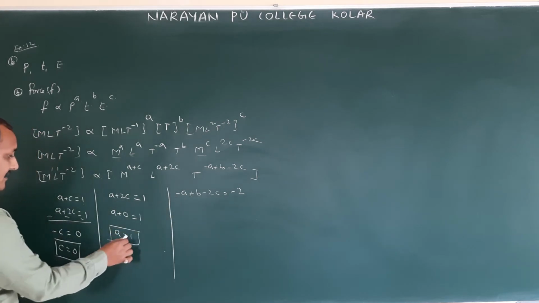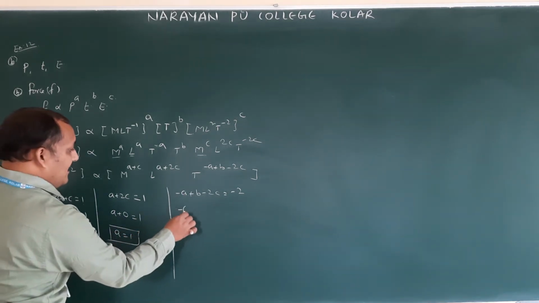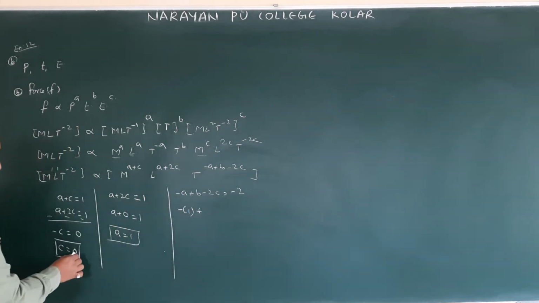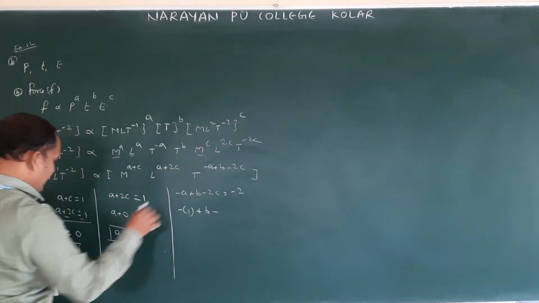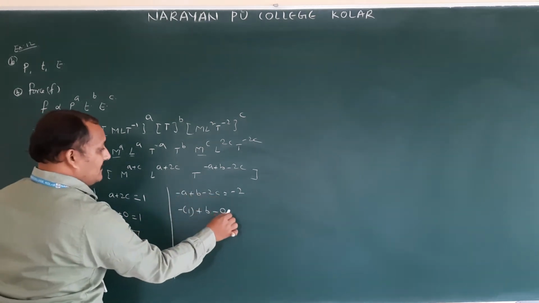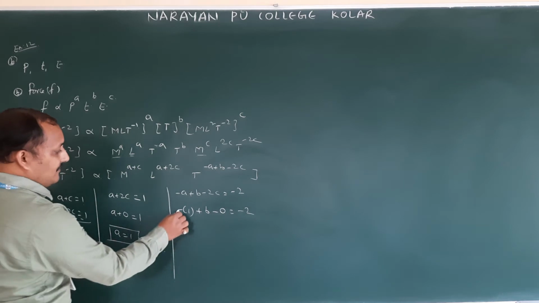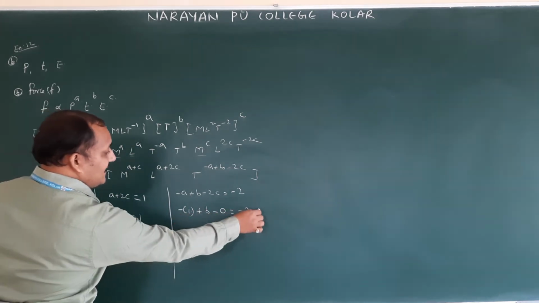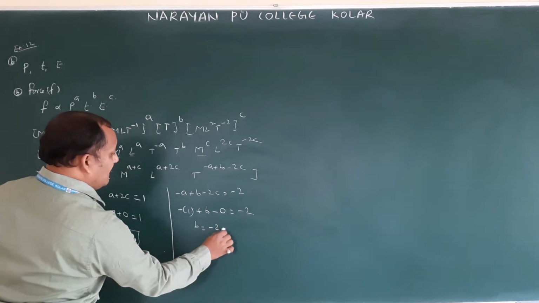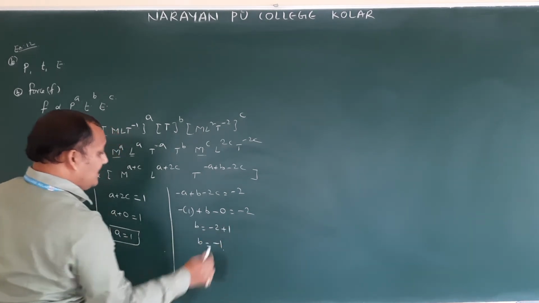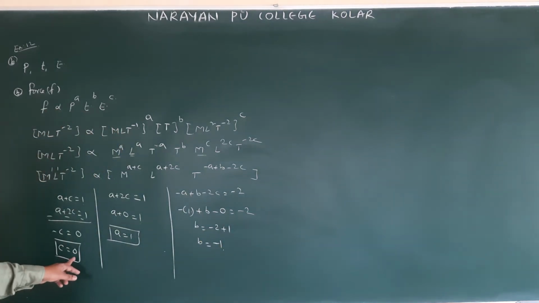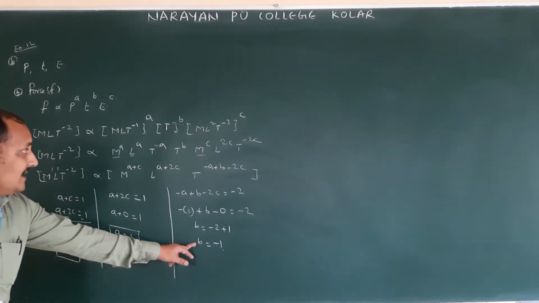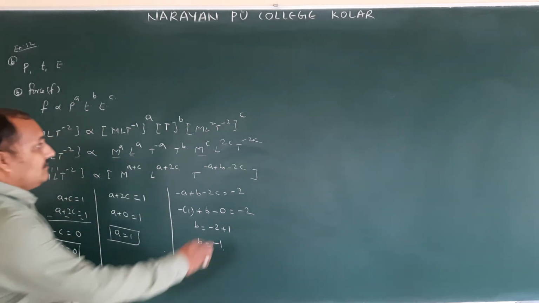A value 1, minus A value 1, plus B value we should find, minus 2 into C value 0, equal to minus 2. Then what will you get? This is minus 1; if it goes to this side, plus 1. B is equal to minus 2 plus 1. Then B is equal to minus 1. Substitute: C is 0, A is 1, B is minus 1 in this equation.